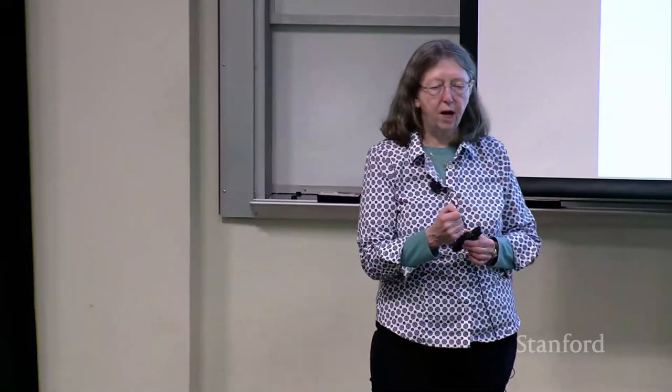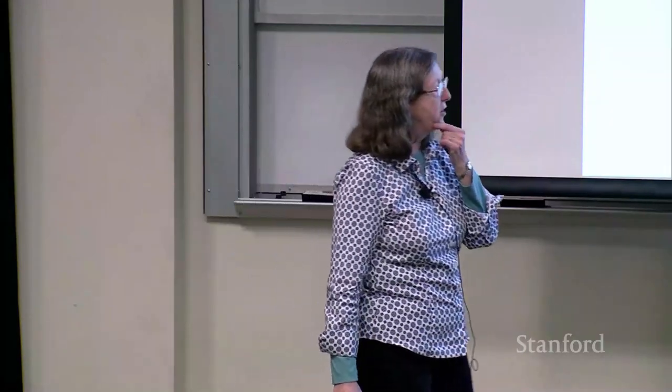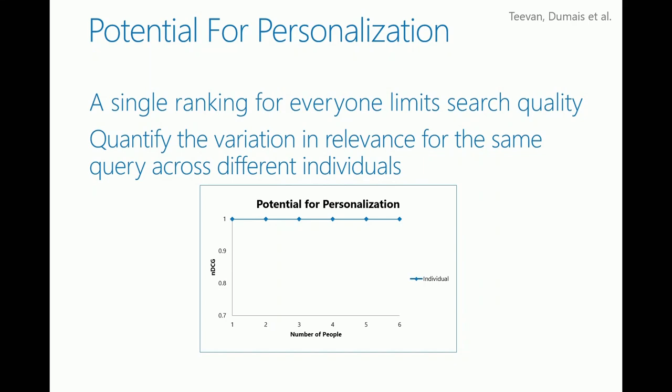So people had the same information need at some level, to find out about the news, and you went to very different sites. So how's a web search engine to respond to that? And what I'm going to do is try to quantify how different people have different intents and how you can discover those. And I'll do that through this technique called the potential for personalization.